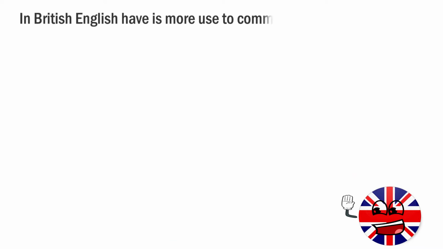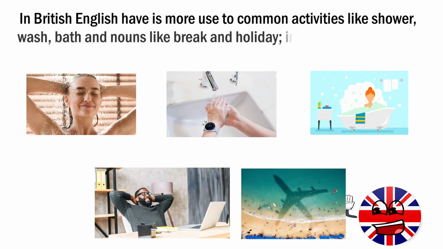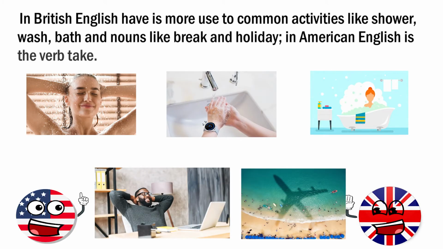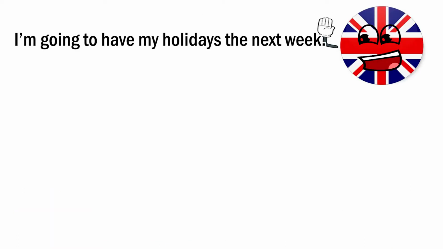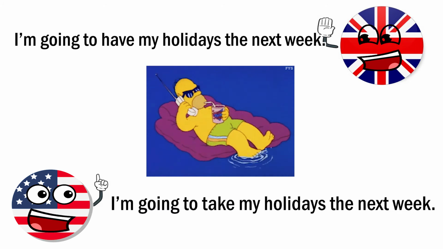Have and take. In British English, have is more used for common activities like shower, wash, bath, and with nouns like break and holiday. In American English, the verb is take. I'm going to have my holidays next week. I'm going to take my holidays next week.